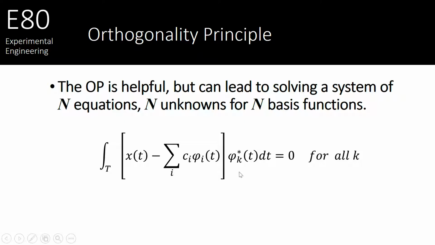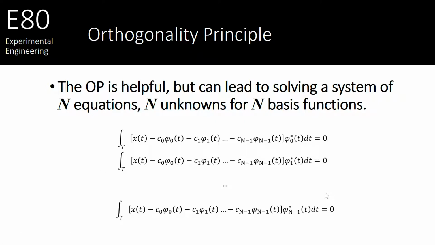If you don't do things properly, you can end up trying to solve n equations for n unknowns for n different basis functions. So it is useful, but if you don't pick your basis functions carefully, you get a whole bunch of coupled equations, and they can look big and messy. For example, if you have 1,000 basis functions, n equals 1,000, you're going to have 1,000 coupled equations. And this can take quite a while to solve, and it's not going to be very easy in some cases.